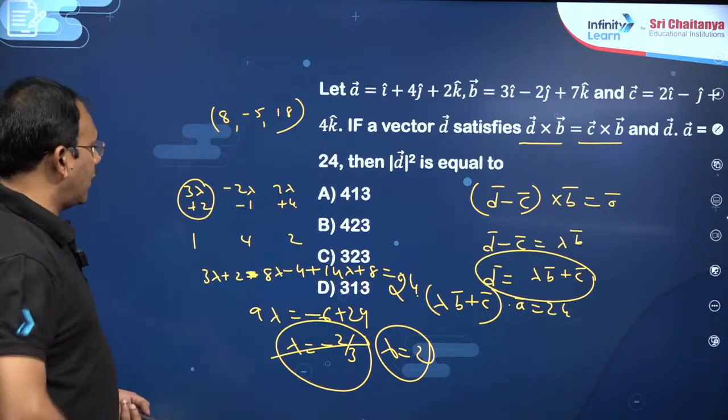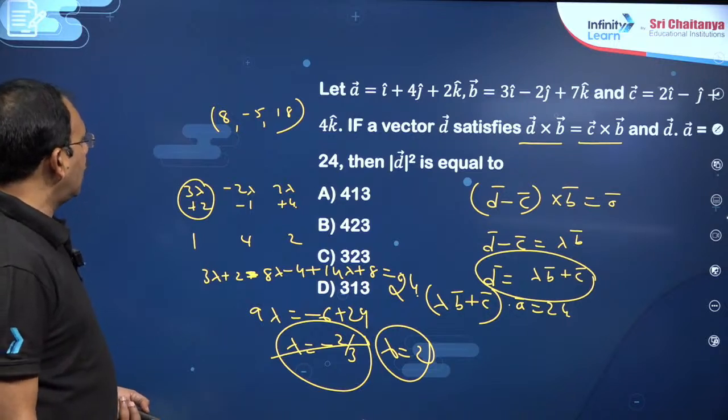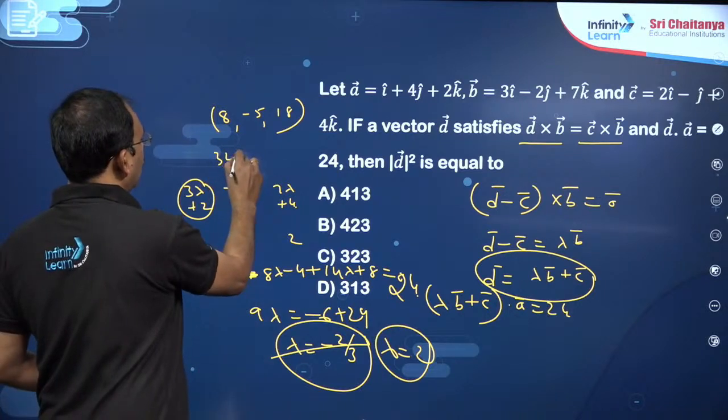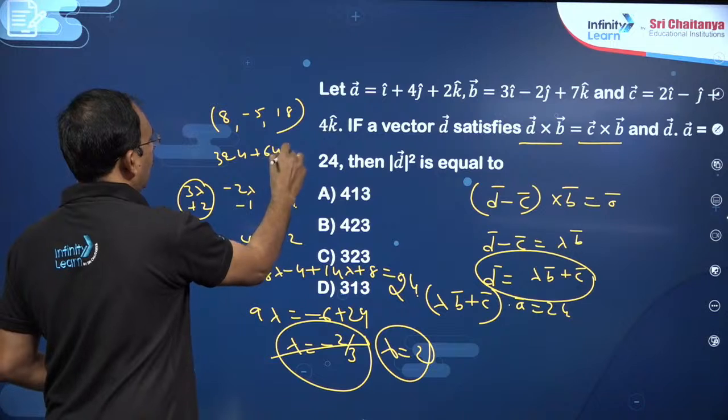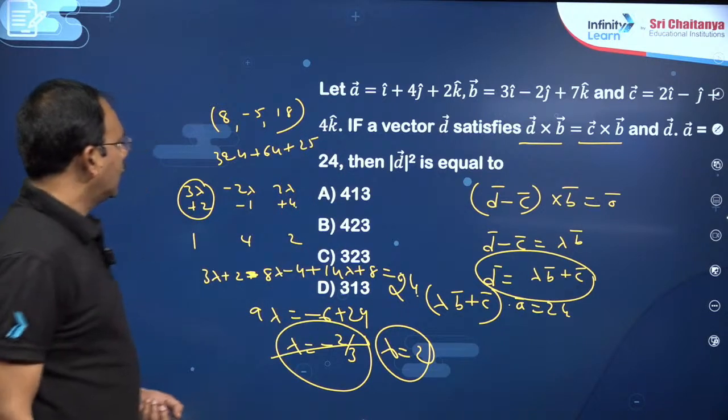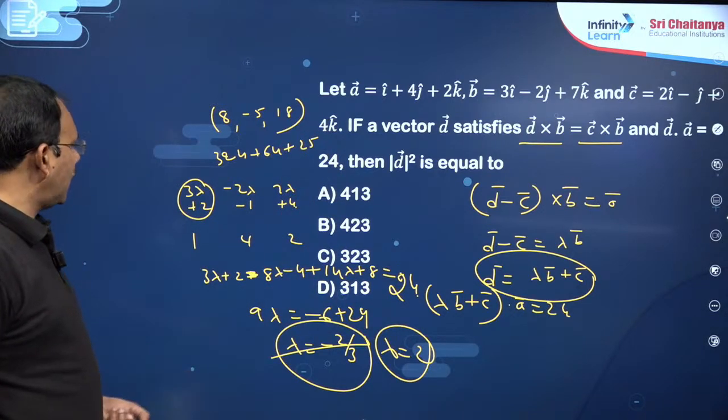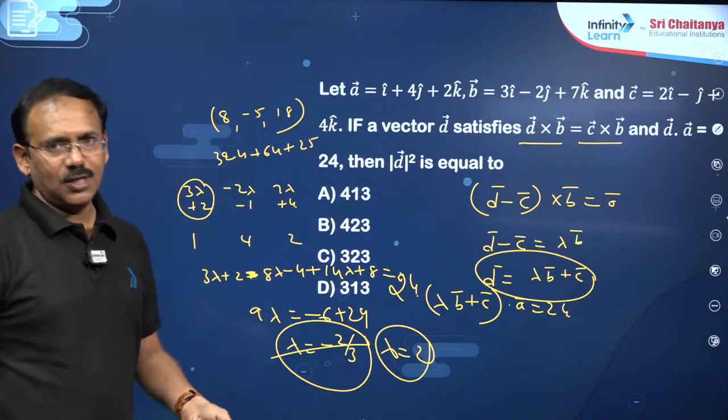Its magnitude square: 18 square is 324, plus 64, plus 25. Okay, you can find, this is going to be your answer. The 423 or 413 you will get.